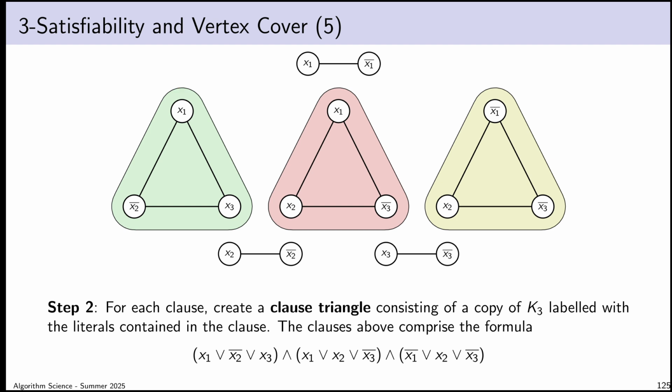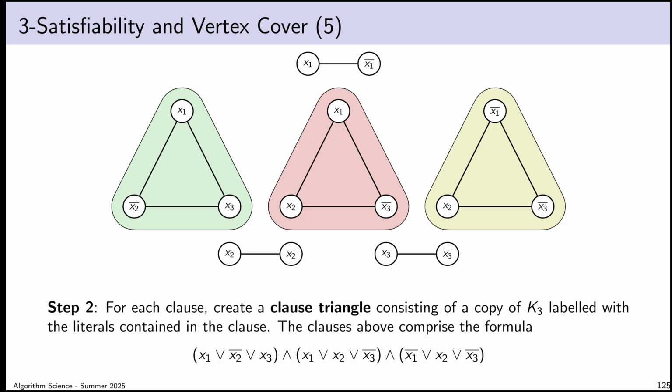So if we look at this clause here, it maps to that clause triangle. So there's x1, there's not x2, and there's x3. And similarly, if I look at this clause here, there's not x1, there's x2, there's not x3. So I label the vertices of each clause triangle with the literals of the clause. I can do this in any order I want. The order I've chosen here literally is actually just so that the layout looks a little bit less impossible to understand when we get there.